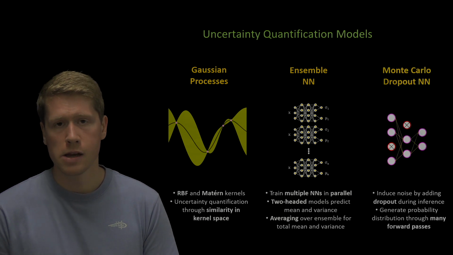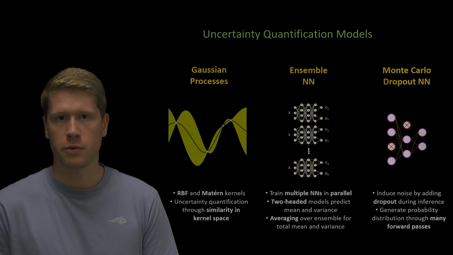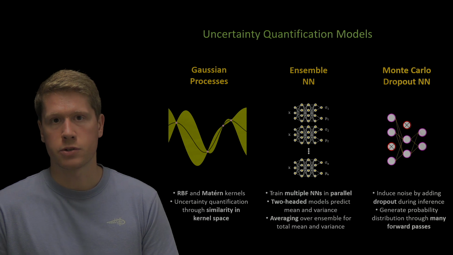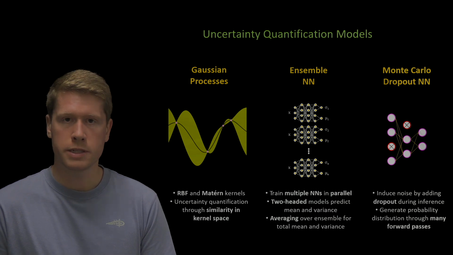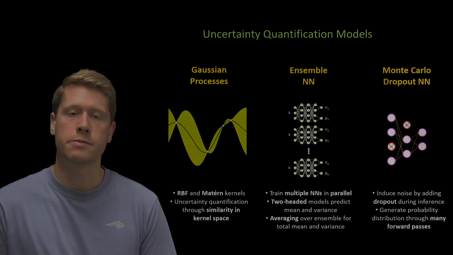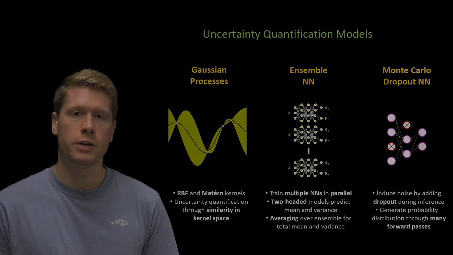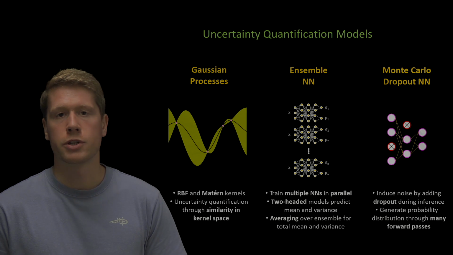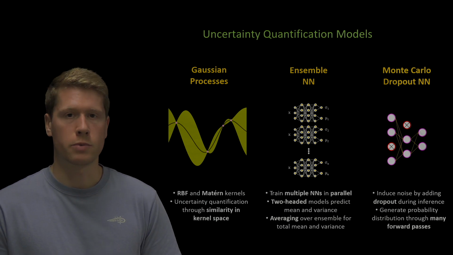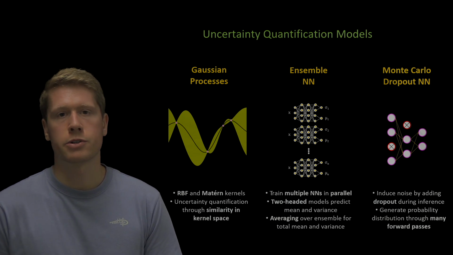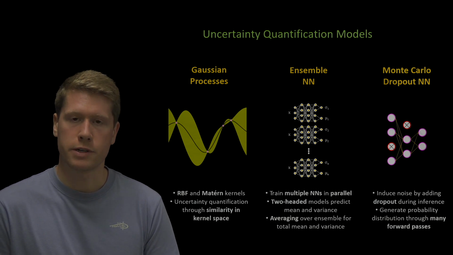For Monte Carlo dropout neural networks, we only have one model, where each neuron is associated with a certain dropout probability. During inference, we run an input thousands of times through our model, and the outputs will all be different because different neurons will be active and inactive, which allows us to generate a distribution over those outputs. The standard deviation of this distribution we can again use as a measure of uncertainty.